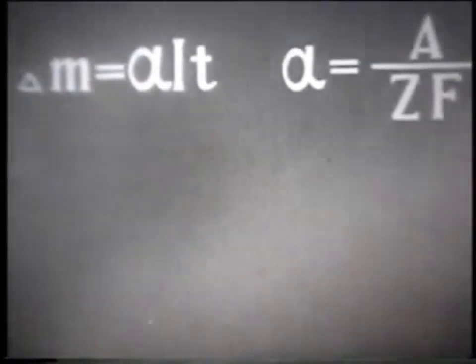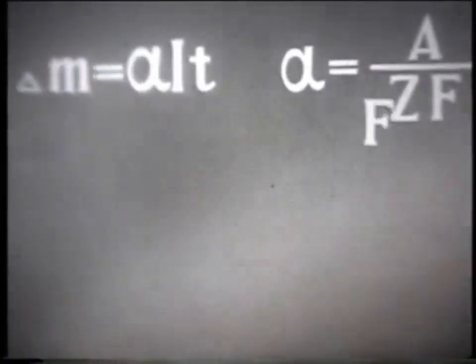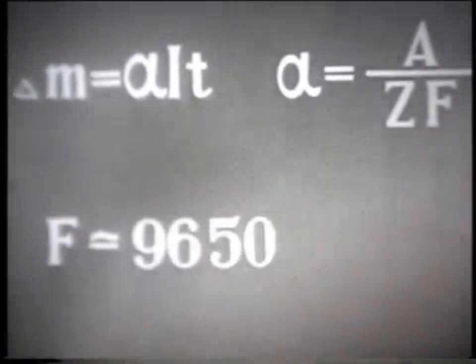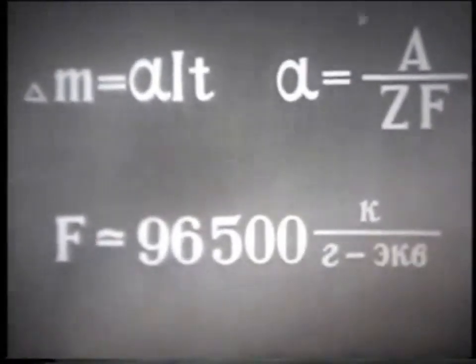The amount of released substance is proportional to the electrochemical equivalent and the amount of electricity passed through the solution. The electrochemical equivalent is determined by the ratio of the atomic weight of a substance to its valence and Faraday number. The Faraday number is a constant.